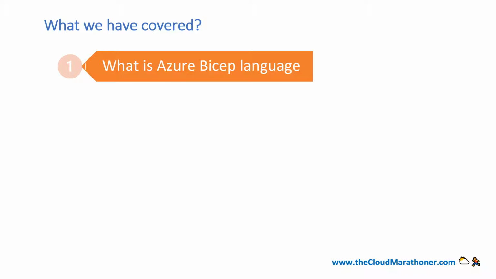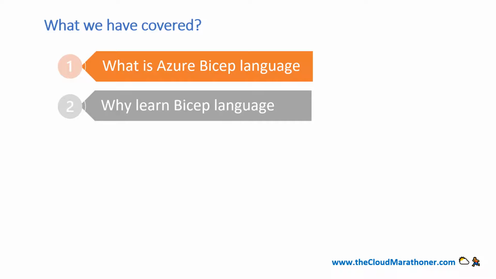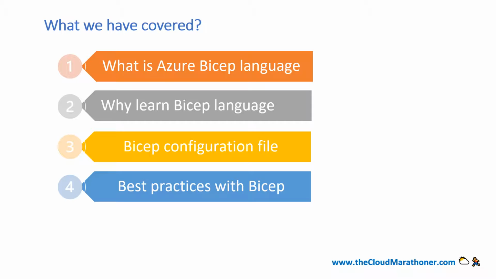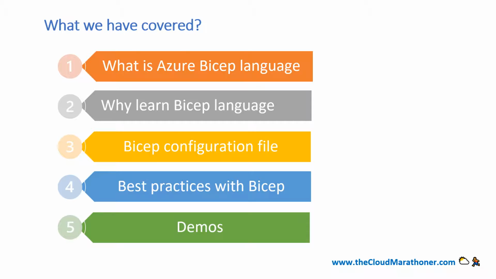And now let's look at what we have covered so far. We looked into what the Azure Bicep language is first. We tried to demystify that and make sure we have references. Then we looked into why we learn the Azure Bicep language. Then we looked into the Bicep configuration file, where it is and what the rules are, where we can get additional information about the rules. Then we looked into some best practices. We looked into Bicep Visualizer and modules and how we can reuse them. And finally, we looked at certain demos that came along well.